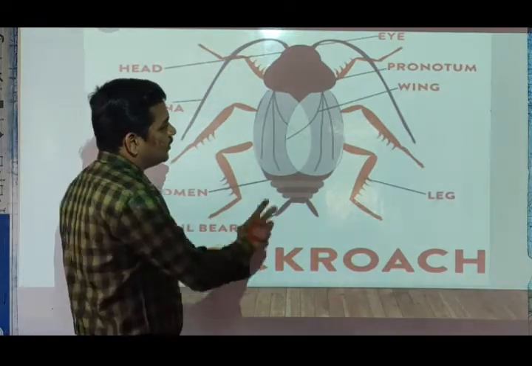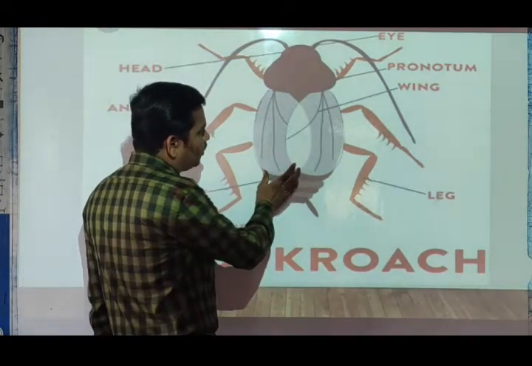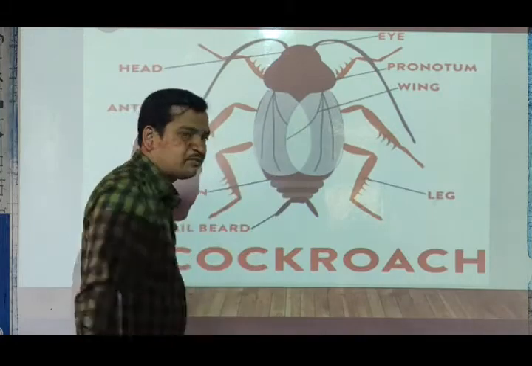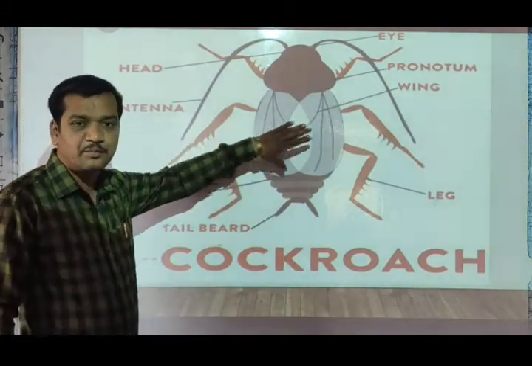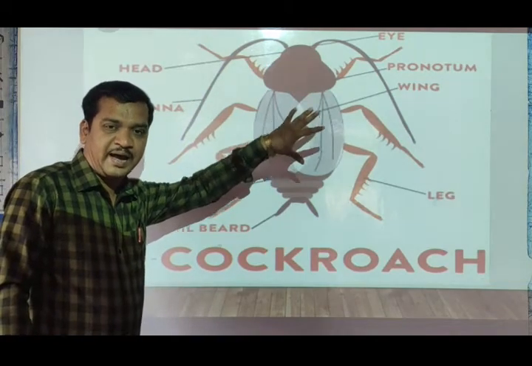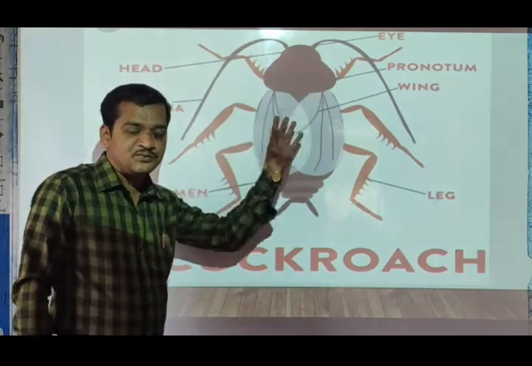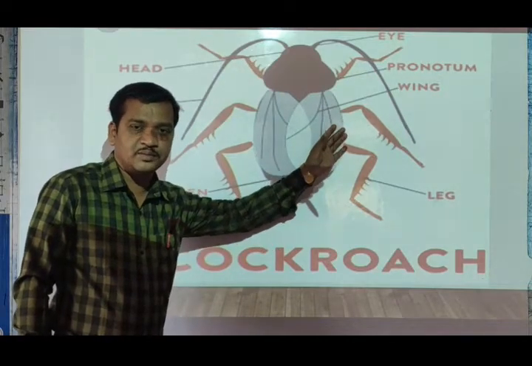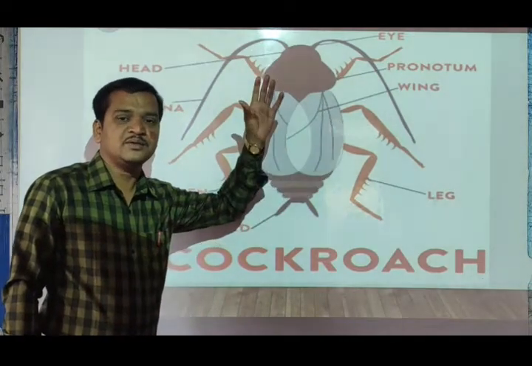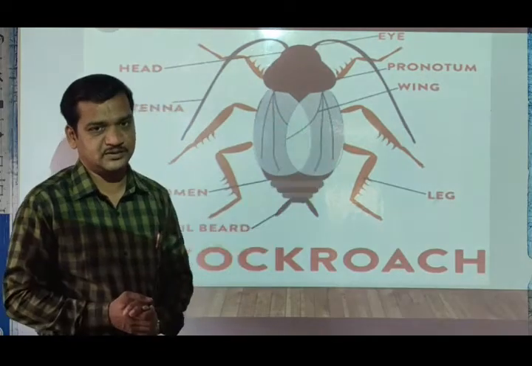Second thing, a cockroach has 2 pairs of wings. How many pairs of wings? 2 pairs of wings, and these wings are attached to the breastbone with strong flight muscles.